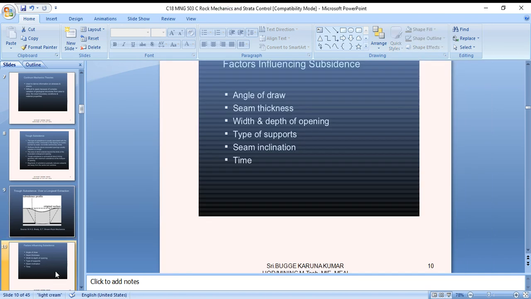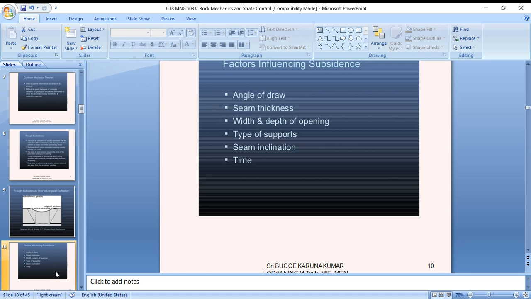So, factors influencing subsidence. What are the factors influencing the subsidence? Angle of draw, seam thickness, width and depth of the opening, type of support, seam inclination, and time. These are the major factors influencing the subsidence.